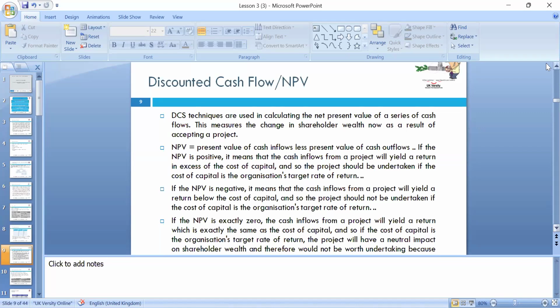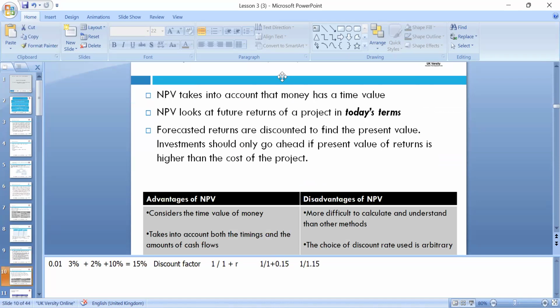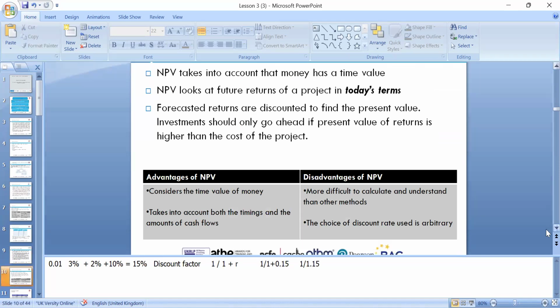So we can look at NPV, the net present value. If your NPV result comes out positive, you accept the project. If NPV comes out negative, you reject the project. So you say, I'm not going to invest in that project. NPV is quite good, because we look at the real value of money, consider the time value of money, and take into account both timing and amount of the cash flow. But it is all an estimate, it can be difficult to calculate, and sometimes the discount rate used is arbitrary.